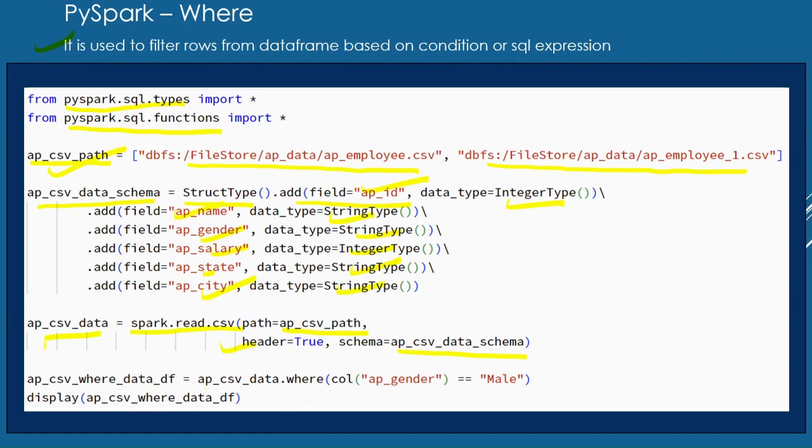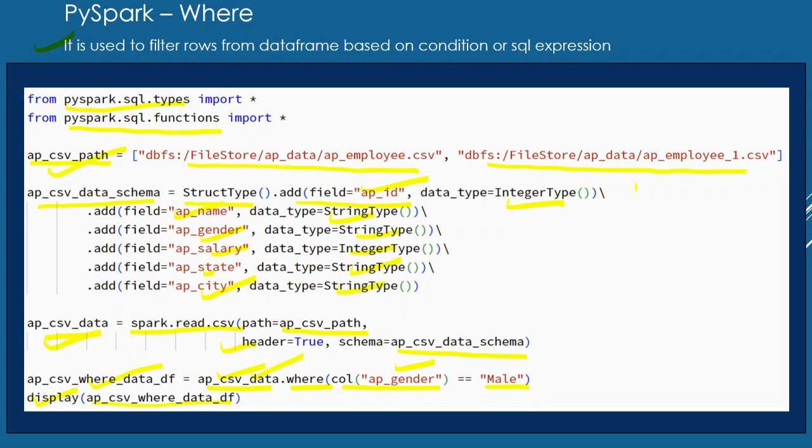Once this data frame gets created, we are applying the where function on top of the data frame which we have just created. In this example, we are putting a condition on ap_gender, and the value is male. So this where condition will pick all the records from this data frame which have the male value in the gender column, and it will create this data frame. Here we are displaying the content of the data frame with the help of the display function.